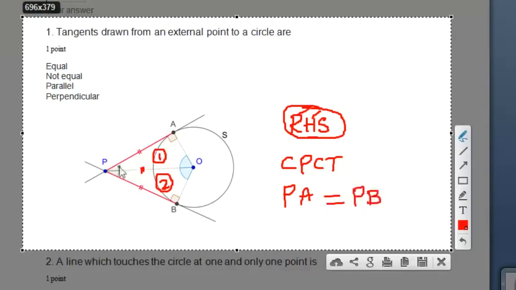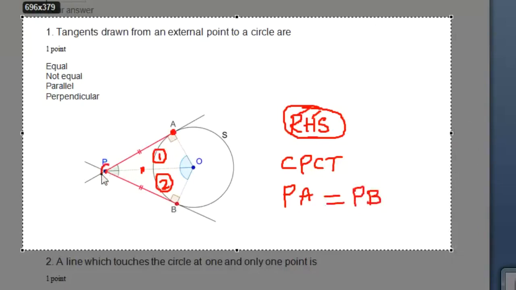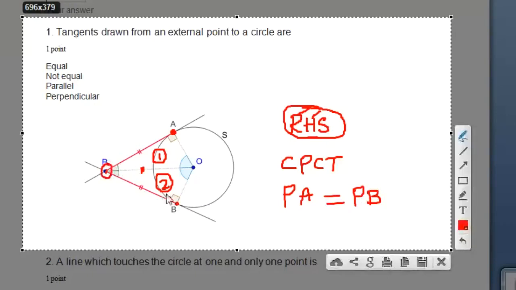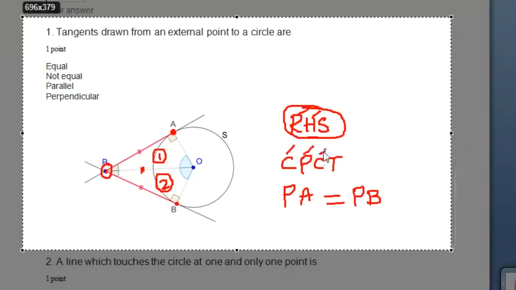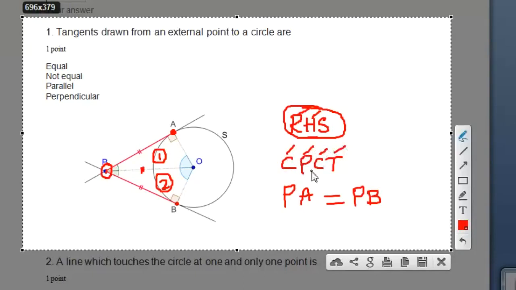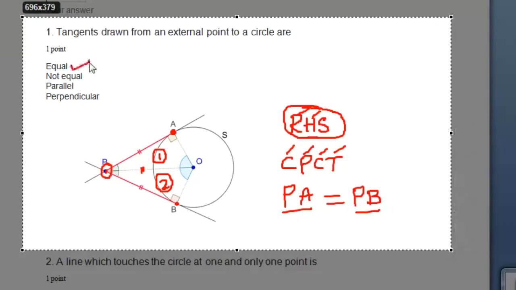Here PA is a tangent and PB is a tangent. Tangent means which touches the circle at only one point, and P is the external point of a circle. According to CPCT, CPCT means corresponding parts of congruent triangles, as these two triangles are congruent, I can write that PA and PB are equal. So the two tangents PA and PB are equal. In this case, the first option is correct.